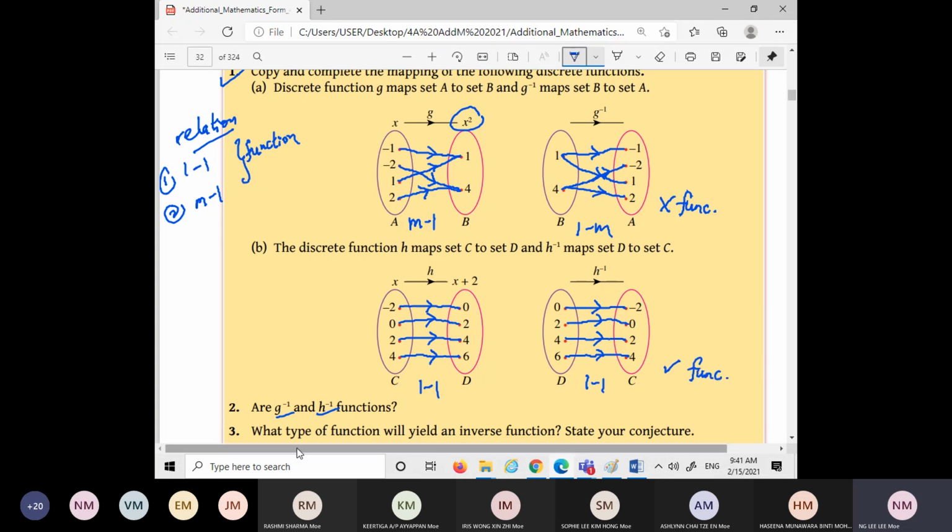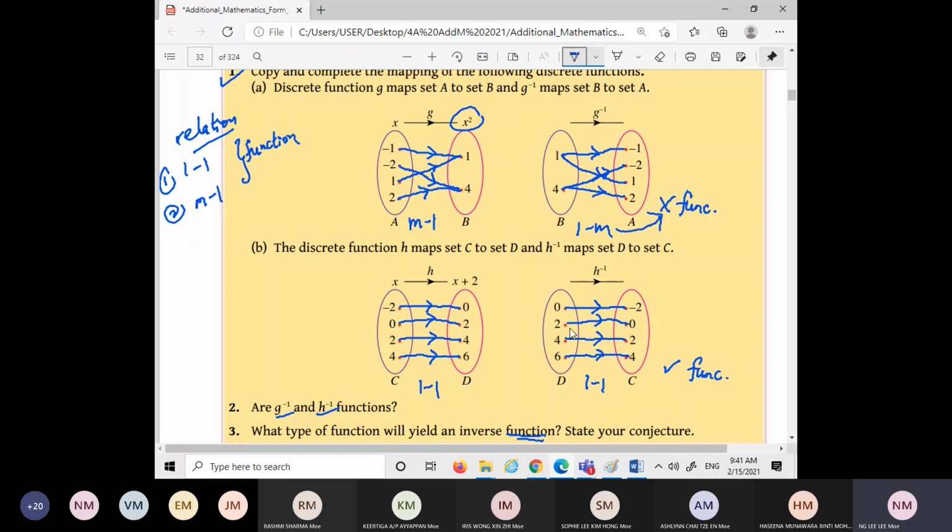So now can you answer the question? What type of function will yield an inverse function? Function means the inverse itself is a function. What type of functions? It's only 1 to 1. If many to 1, it will not give you an inverse function because the inverse itself is 1 to many. 1 to many is not a function.